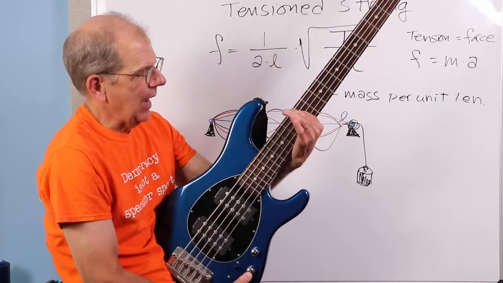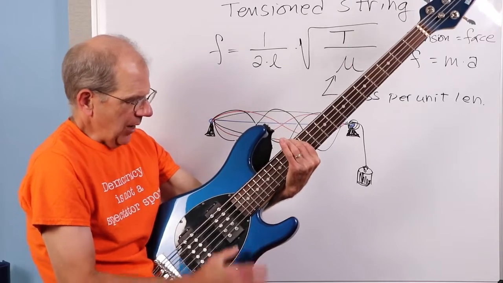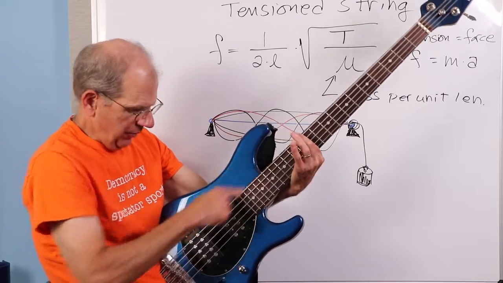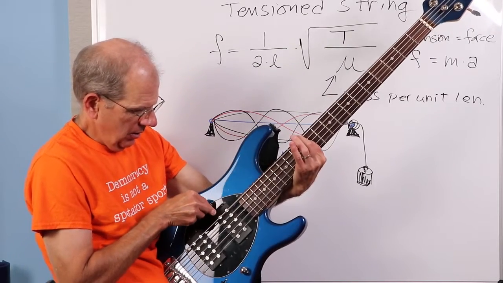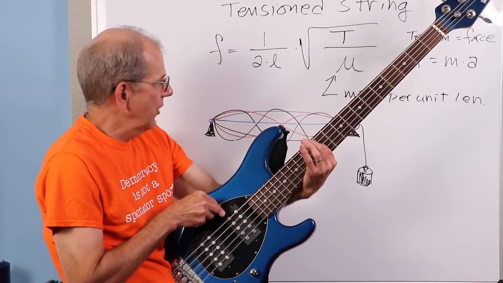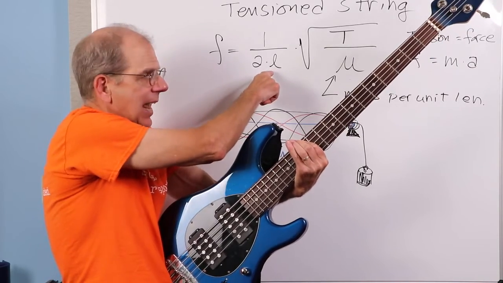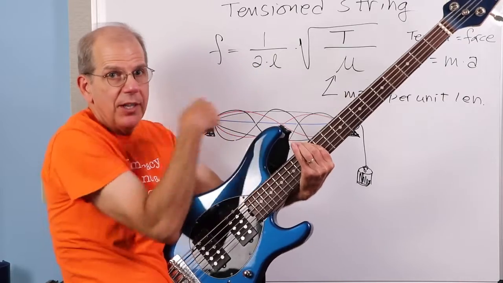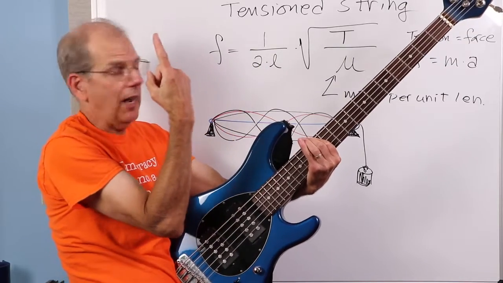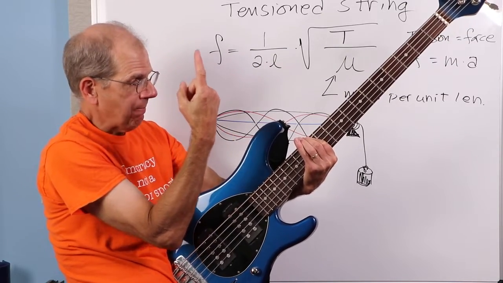So if I put it right here at the octave, on the 12th fret, the only vibrating part is from here to here. And the end result is the length is cut in half. And because it's a reciprocal, that means the frequency is twice as high. It's an octave up. All right?